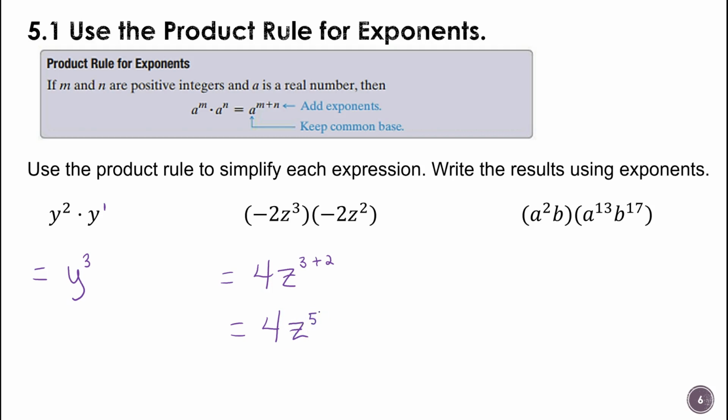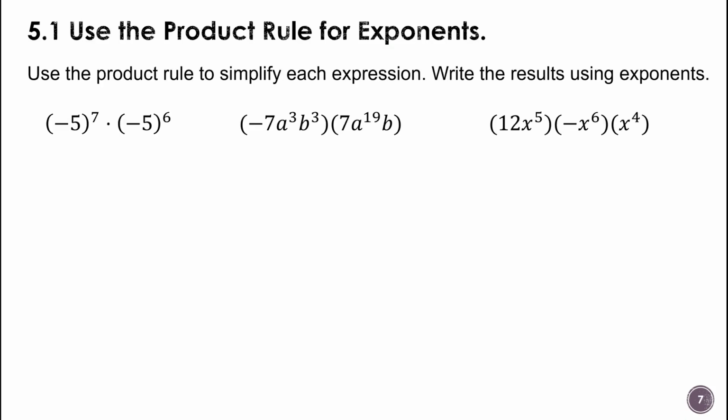On the next one, we're just going to add exponents on the a's. So we have a to the 2 plus 13. We have b to the 1 plus 17. So it's a to the 15th times b to the 18th. And we're done with that one.